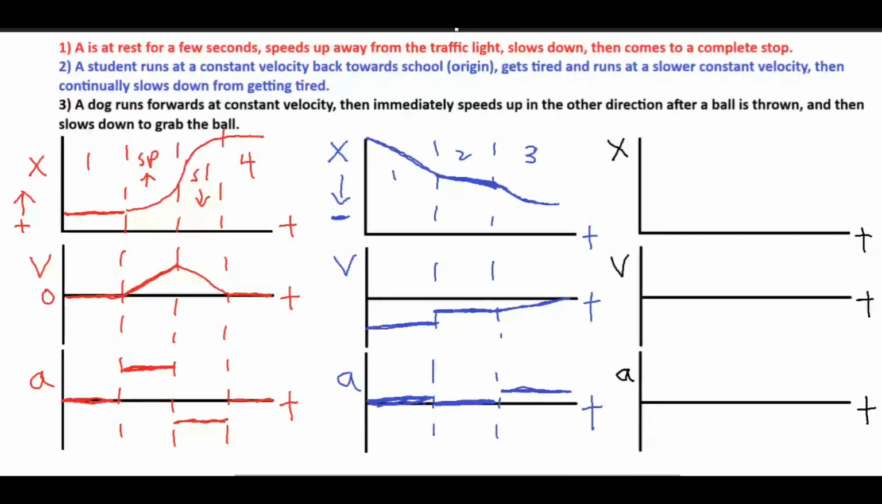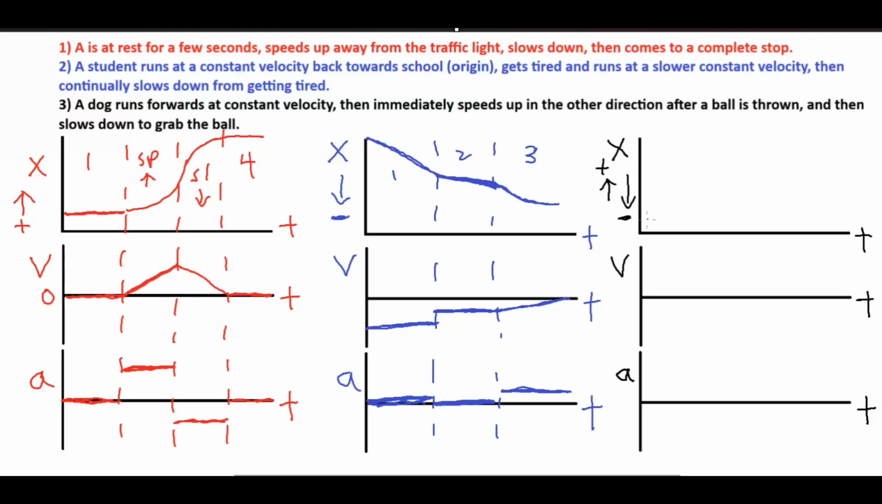We have a dog that runs forward at a constant velocity, immediately speeds up in the other direction after a ball is thrown, and then slows down to grab the ball. All right, so this one is going forward and then backwards, so we want to make sure we rise a bit and then fall to show the positive and negative velocity.